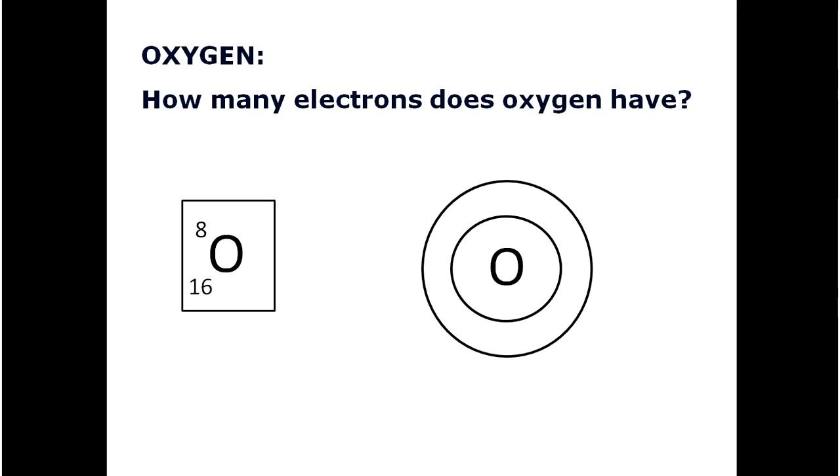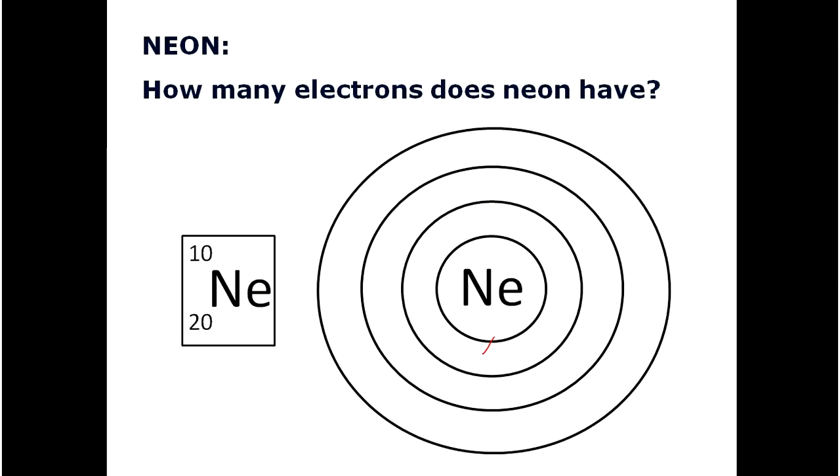How many electrons does oxygen have? And the answer is 2 in its inner shell and 6 in its outer shell. How many electrons does neon have? And the answer is 2 in its inner shell and 8 in its outer shell. Third and fourth shell is not required.